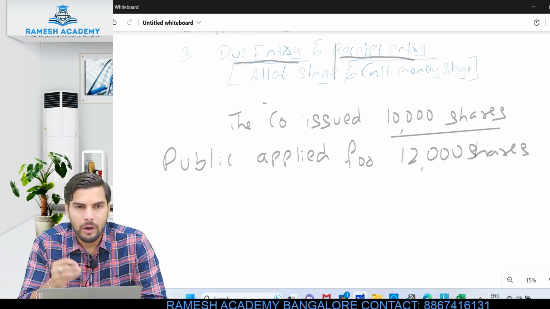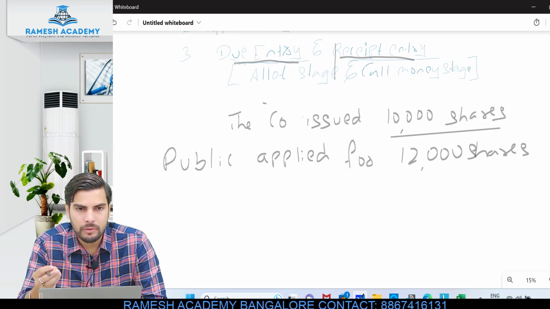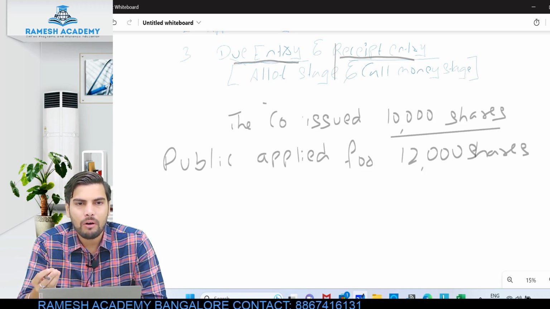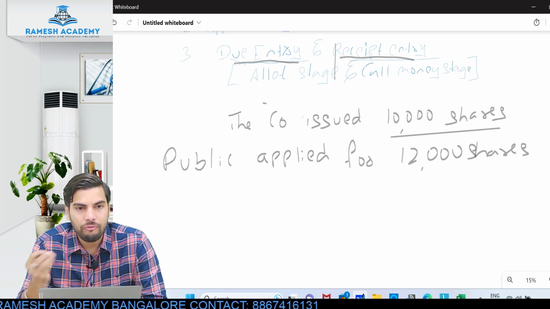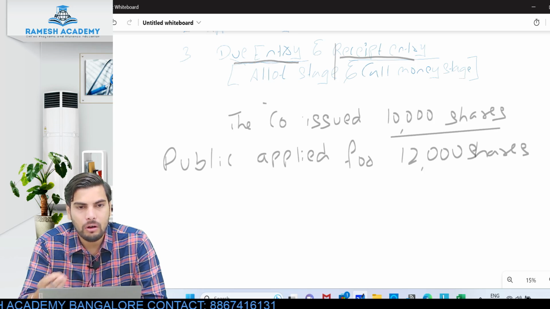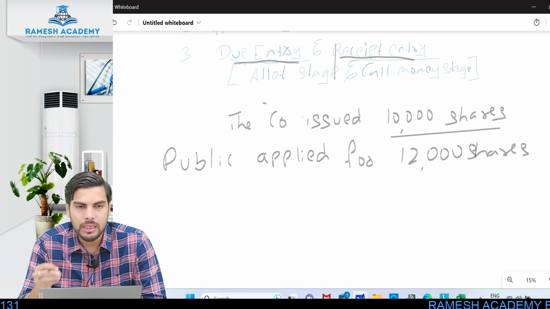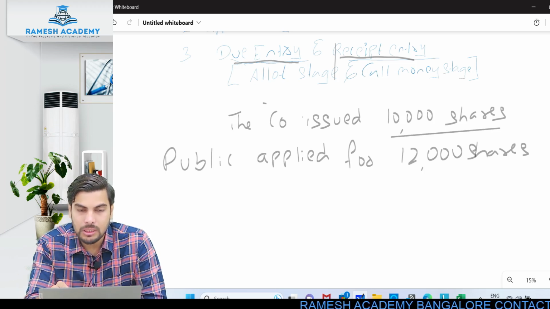Now understand this: the company issued only 10,000. Can they allot more than what they issued? Not possible, right? If I've got only 100 seats and 500 students applied in my college, will I be able to accommodate all 500? Not possible. So based on some criteria, I need to select only 100 students, and the remaining 400 students I need to reject. The same will happen in the case of a company. The company has issued only 10,000 shares, so it can allot only 10,000 shares. But the public applied for more than that. The public is willing to purchase 12,000 shares.